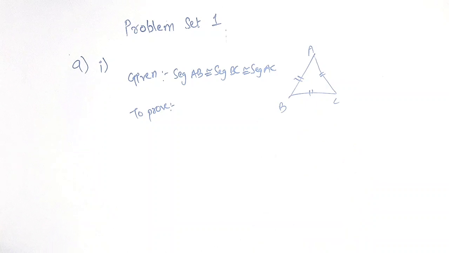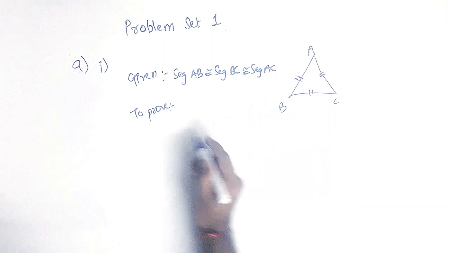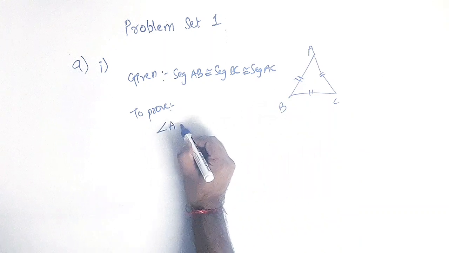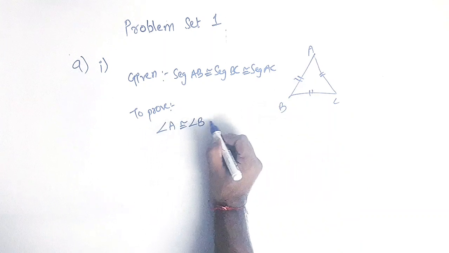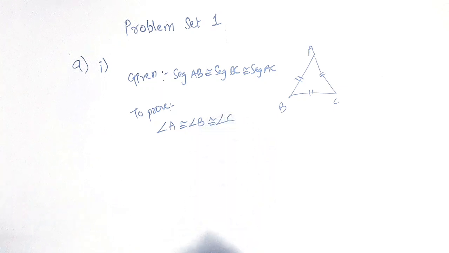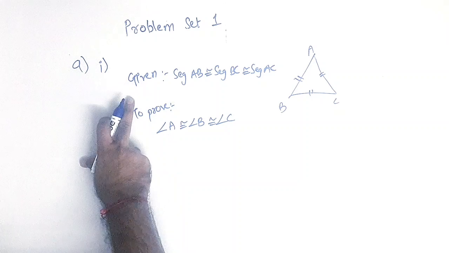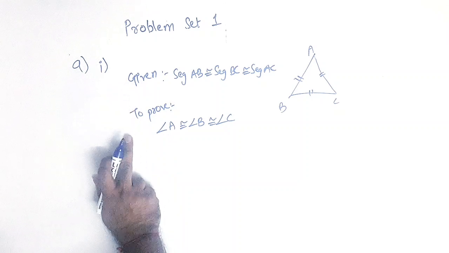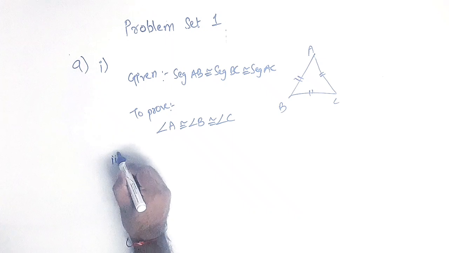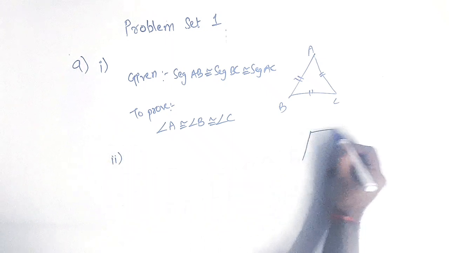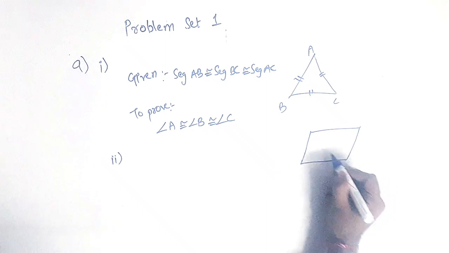Now to prove: then all its angles are congruent, which means we have to prove that angle A is congruent to angle B is congruent to angle C. This is the given part, which is called the antecedent, and this is the to-prove part, which is called the consequent. Similarly, the second one says that the diagonals of a parallelogram bisect each other.